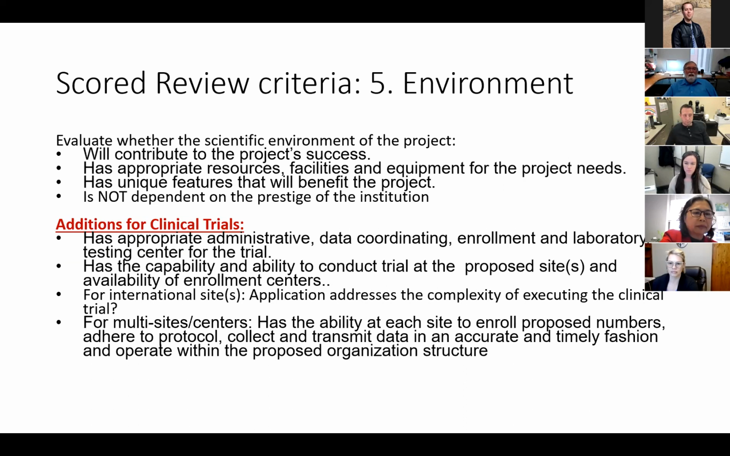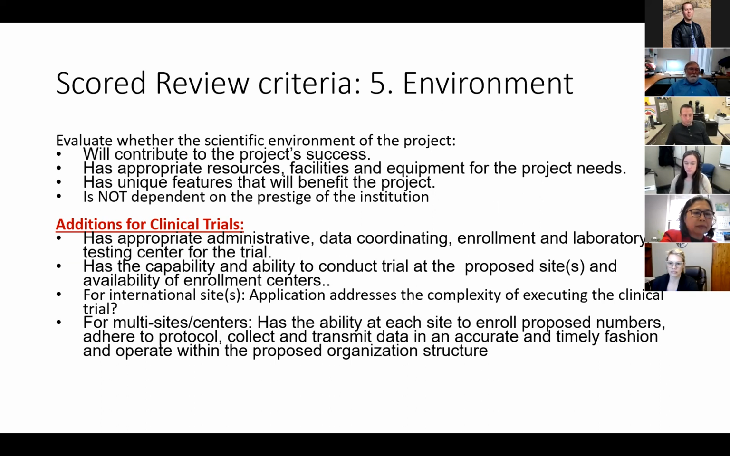The environment is whether the scientific environment can support the project. Does it contribute to the project's success? Are there appropriate resources, facilities, and equipment for the project? And does it have unique features that will benefit the project? It's not dependent on the prestige of the institution, although sometimes this comes up, but most study section members will ignore the stature of the institution and go more with the environment.